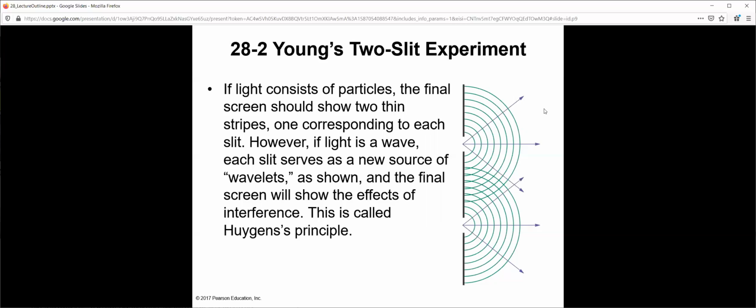This is a transition from optics to modern physics. I want to keep stressing that because these things are going to seem complicated, but they're going to fall into place as we continue.